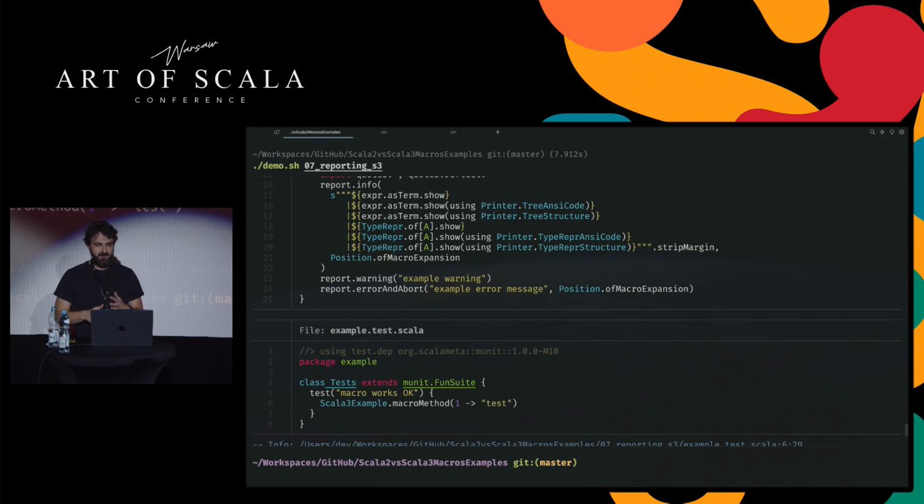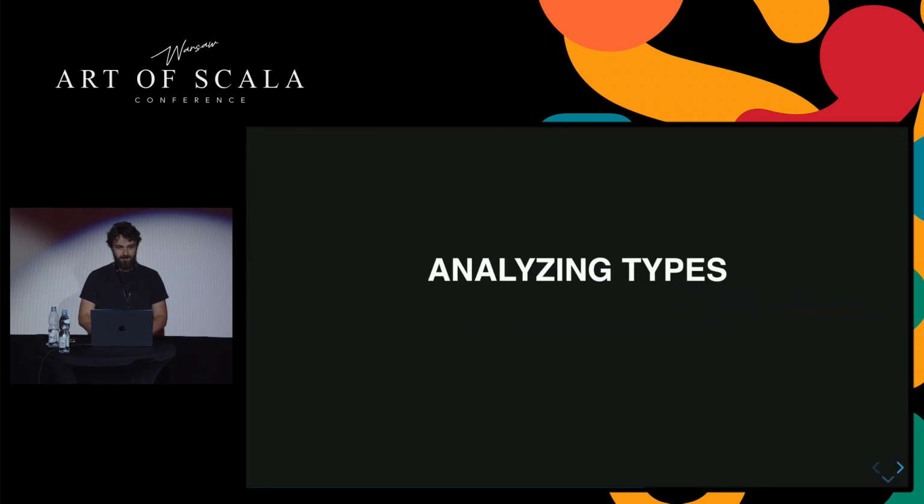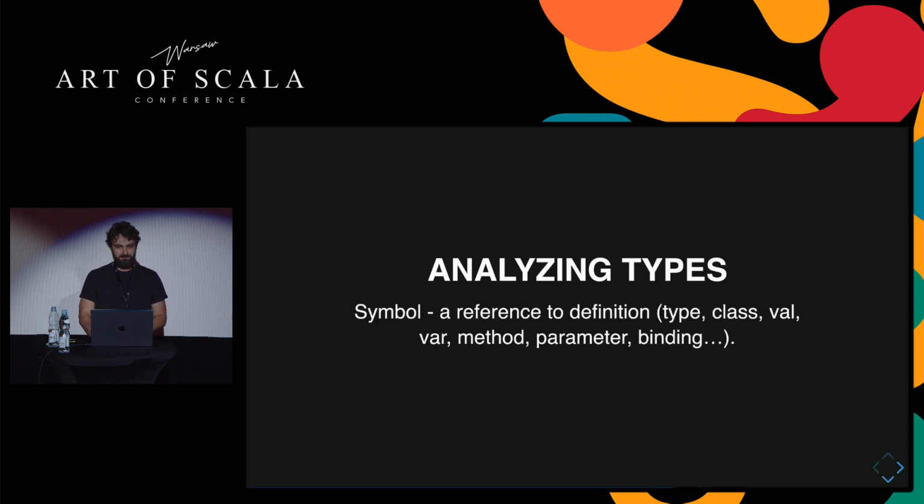Okay, so far we have only simple things like printing what we got and just showing it, maybe reporting errors, but we haven't analyzed anything outside our macros, and those are the things where the differences started showing up between those two versions.